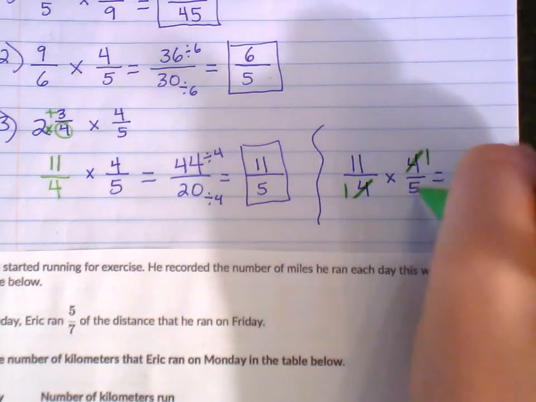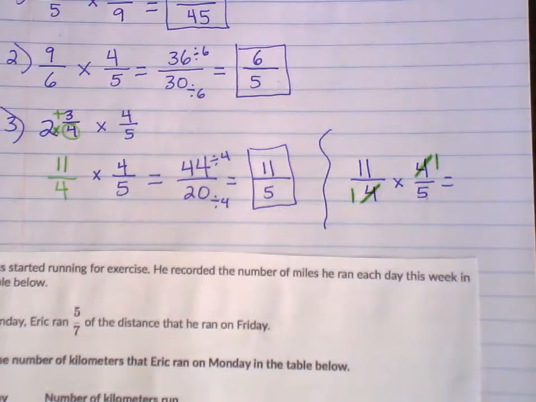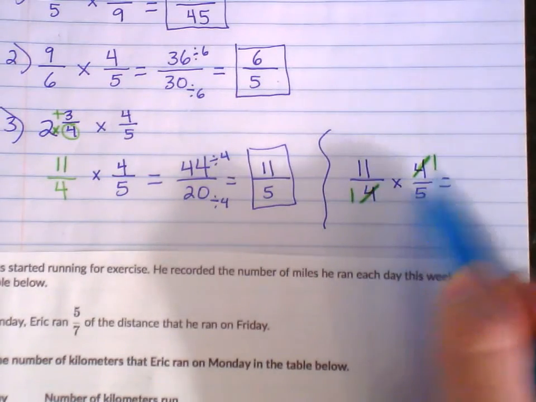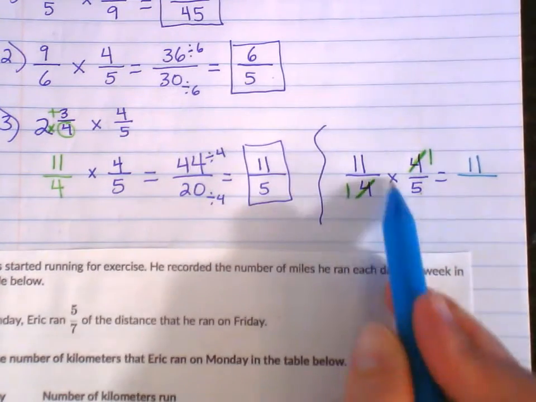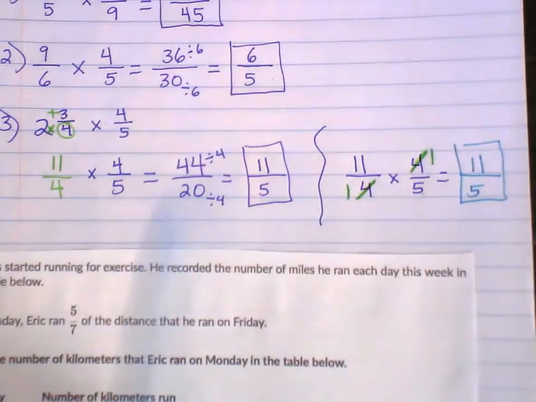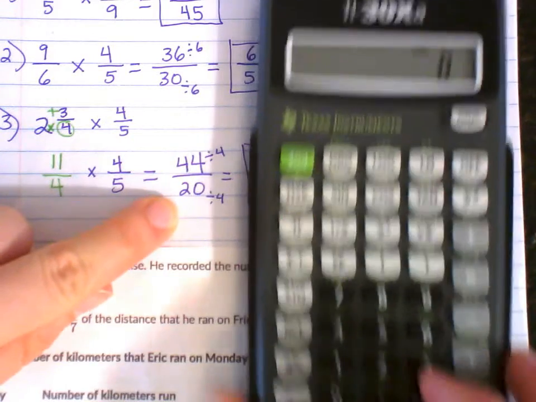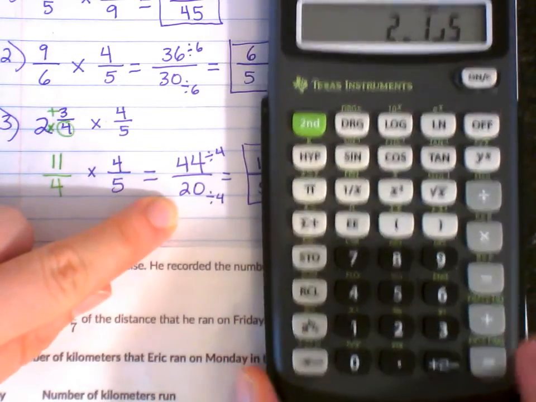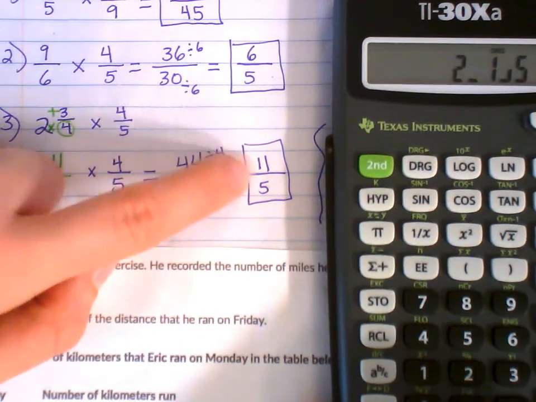Is there a number that goes into both 5 and 11 other than 1? No. So now you just multiply the new numbers. 11 times 1 is 11. 1 times 5 is 5. Same answer. I just don't like simplifying at the end. Check your simplification with your calculator. 44/20 equals 2 1/5, or, well, 5 goes into 11 2 times with 1/5 left over.